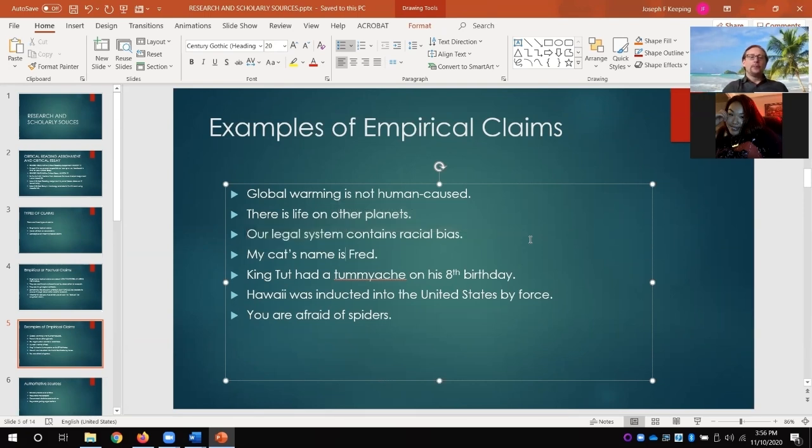This is the sort of claim that some people would say is a matter of opinion. I could assert that our legal system contains racial bias, and then somebody might say, well, that's just your opinion. There are at least two different ways of using the word opinion. I'm pretty sure I've said this before, but it bears repeating. There's the right way and the wrong way.